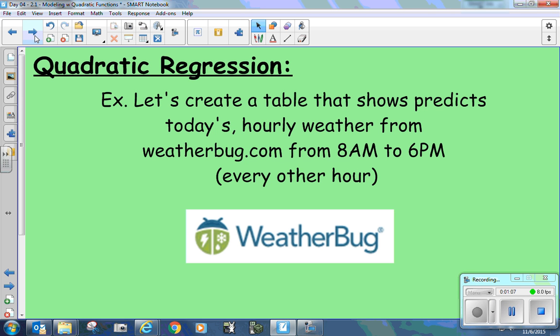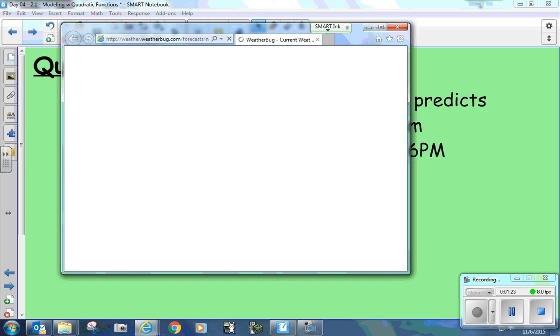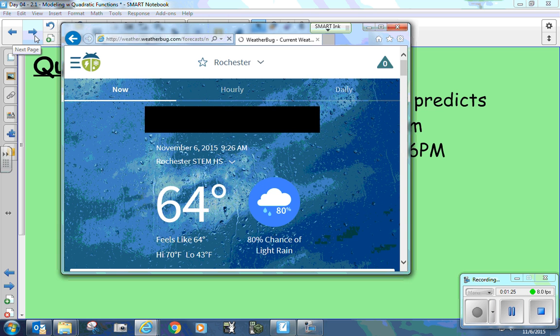Let's create a table that shows or predicts today's hourly weather from WeatherBug from 8 a.m. to 6 p.m. We're going to go every other hour. We're not going to do every hour from 8 a.m. to 6 p.m. We'll do every other hour. Perfect. I hit WeatherBug. There it is.